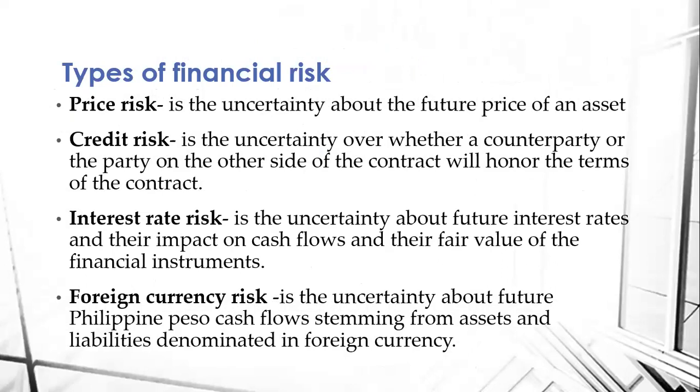So there are types of financial risk. First is the price risk, which is the uncertainty about the future price of an asset. So the price risk is, of course, di ba, from time to time the value of equipment changes, so you may have price risk at a future time.